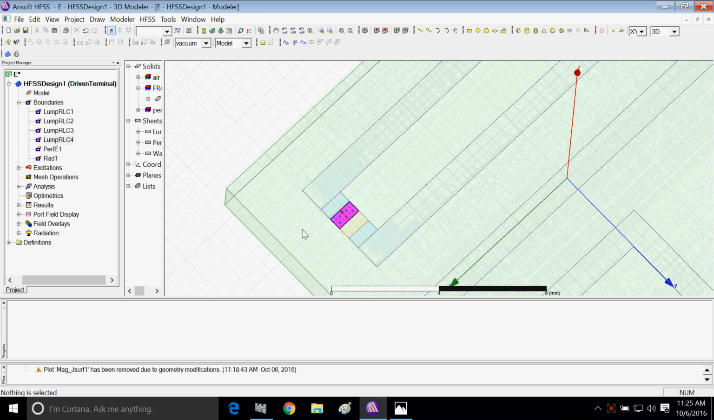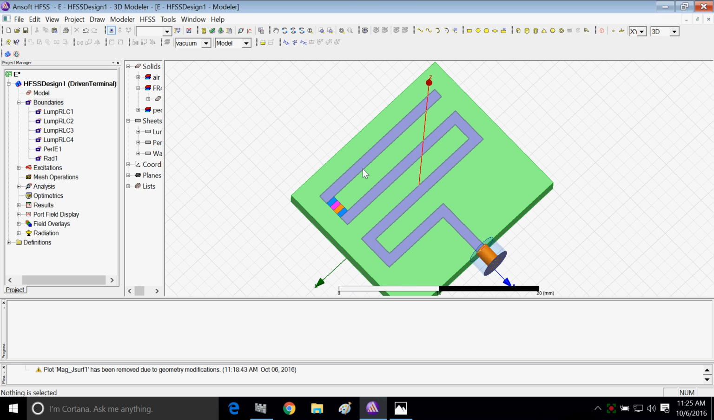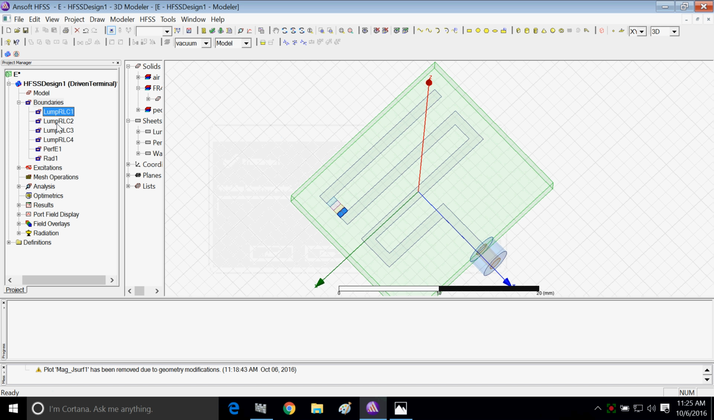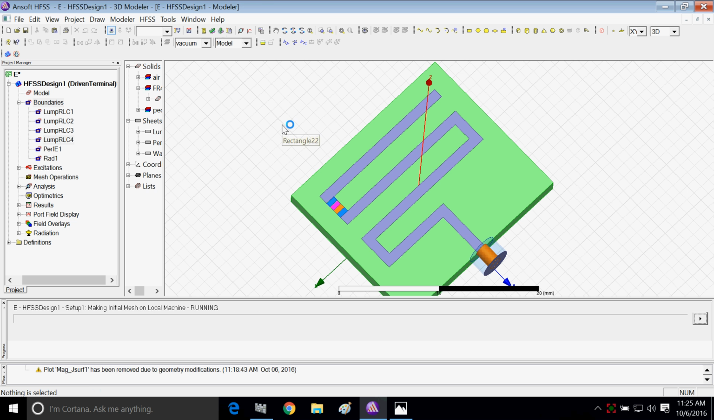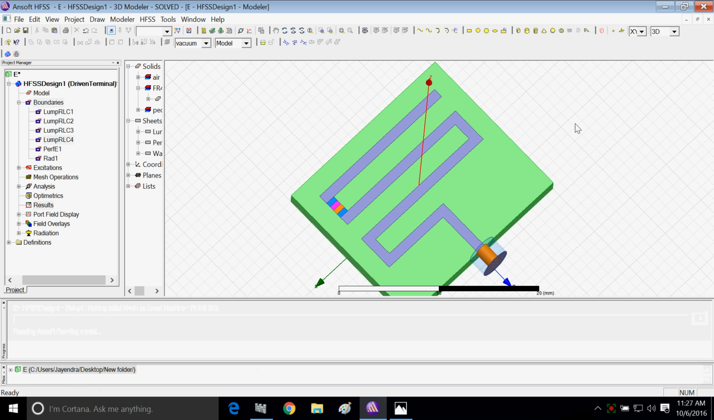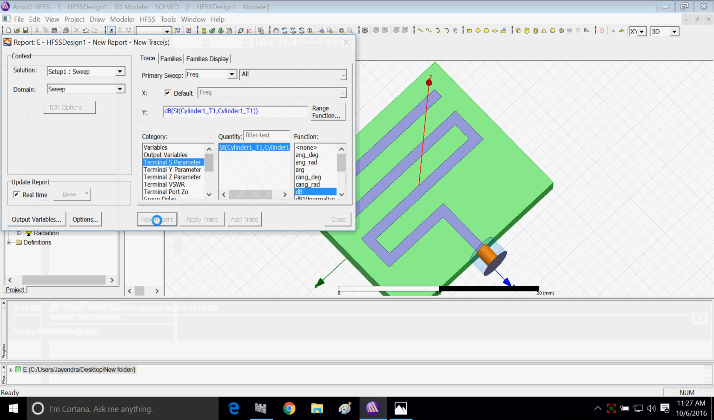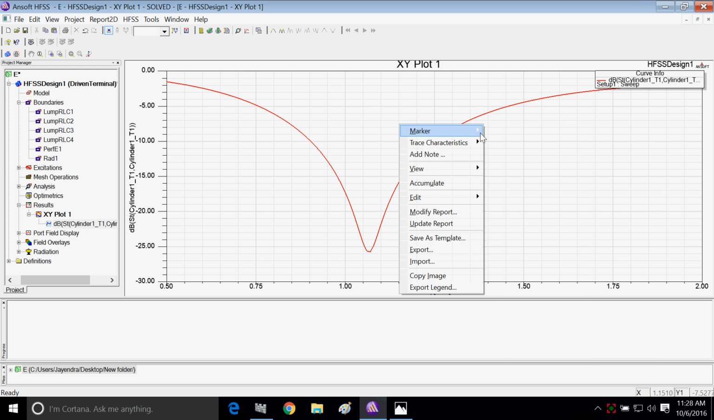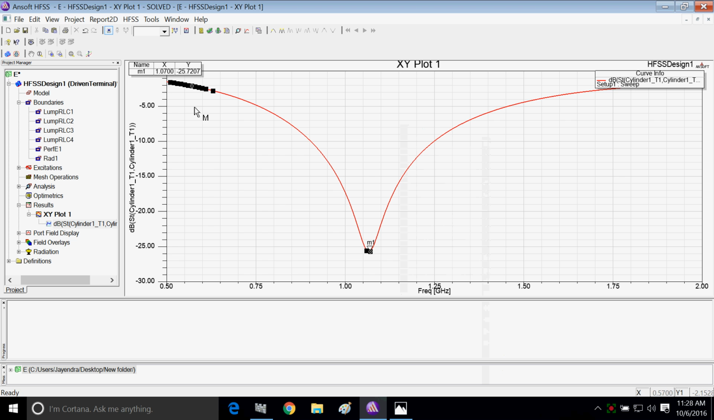Now here our diode is in on state. Now simply I will check it. Rest of the design I have already done. From here you can see lumped RLC models are there. Okay, so simply I will simulate it. Now the simulation is complete. We'll see. Now our resonant frequency is around 1.07 gigahertz.